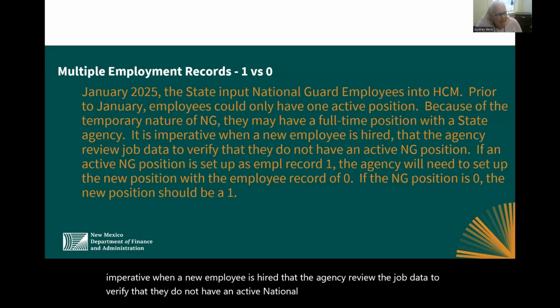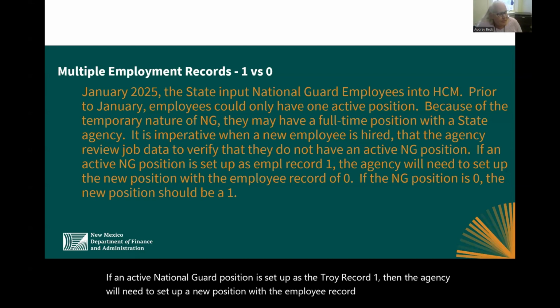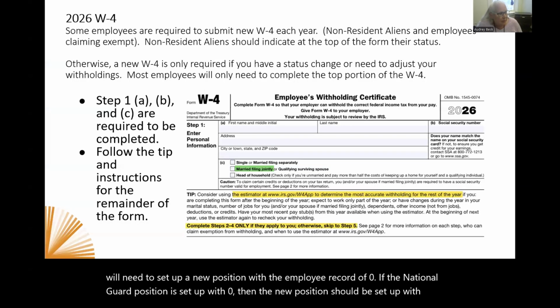If an active National Guard position is set up as an employee record 1, then the agency will need to set up the new position with the employee record of 0. If the National Guard position is set up with 0, then the new position should be set up with a 1. And if you can go to the next slide, you can see an example of that.